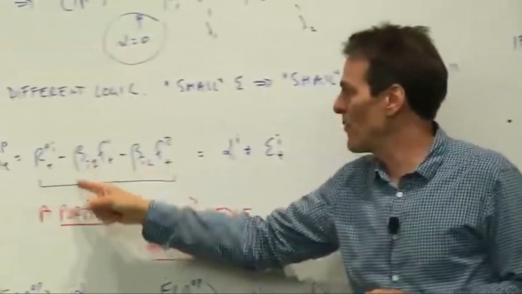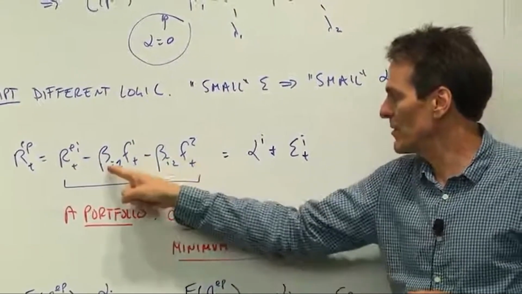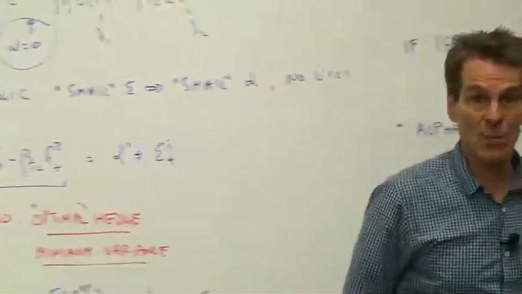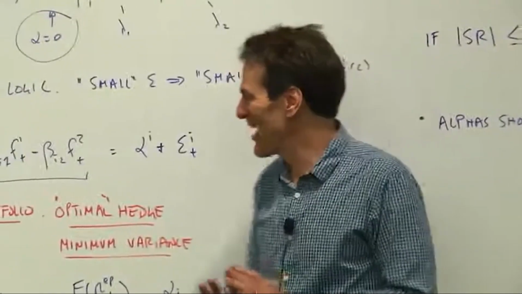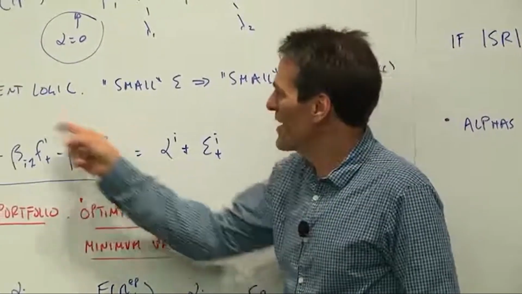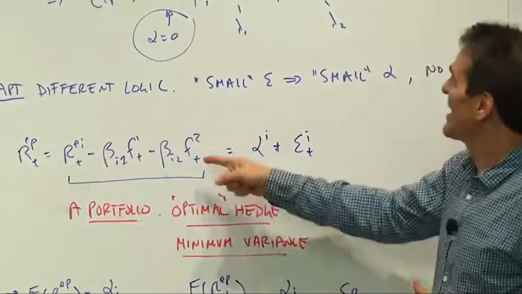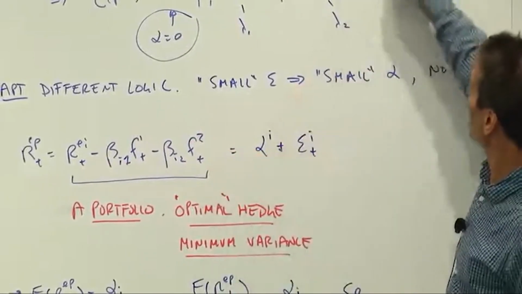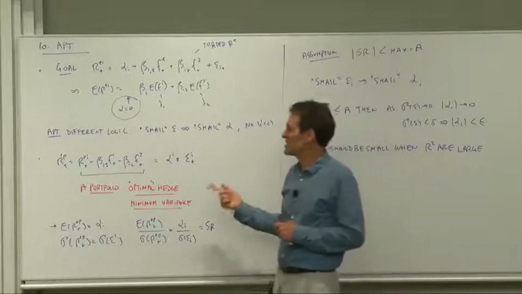Here you're going to form a portfolio long your test asset and short the factor portfolios using the regression coefficients as weights. That is one of the most useful things you can learn anywhere in finance. What we've created is a hedge portfolio. This portfolio has a minimum variance property, right? Because the errors have a minimum variance property. It's the optimal hedge portfolio.